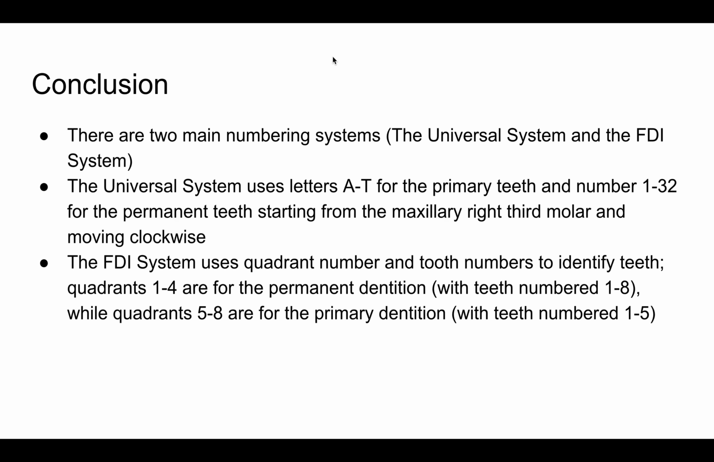There are 2 main numbering systems, the Universal system and the FDI system. The Universal system uses letters A through T for the primary teeth and numbers 1 through 32 for the permanent teeth, starting with the maxillary right third molar and moving clockwise, as we've seen. The FDI system, on the other hand, uses quadrant numbers and tooth numbers to identify teeth. Quadrants 1 through 4 are for the permanent dentition, with teeth numbered 1 through 8, while quadrants 5 through 8 are for the primary dentition, with teeth numbered 1 through 5.